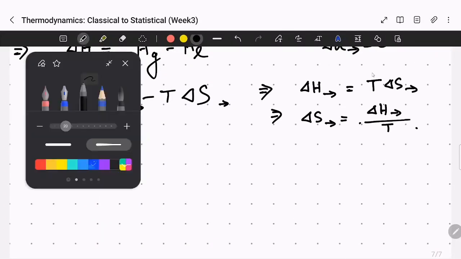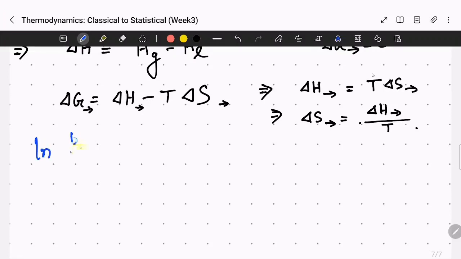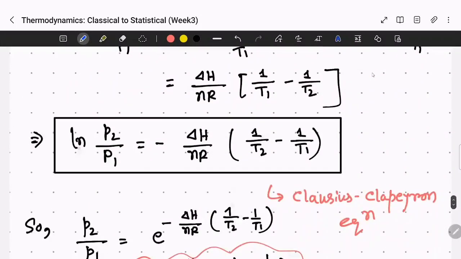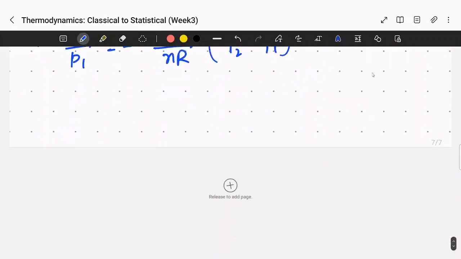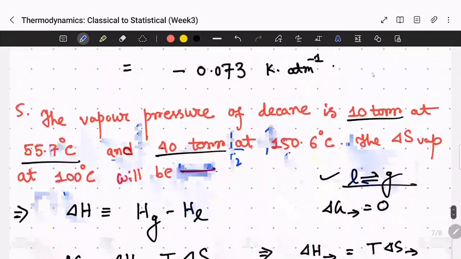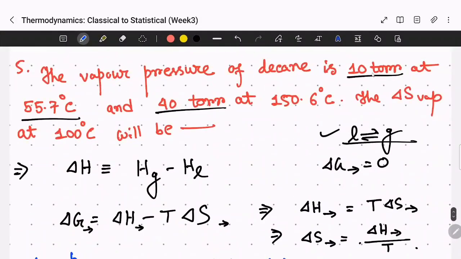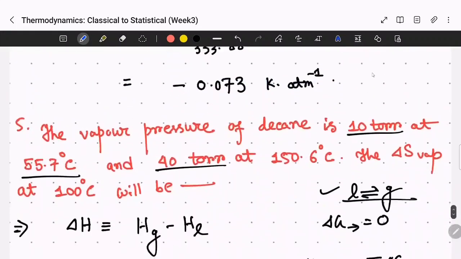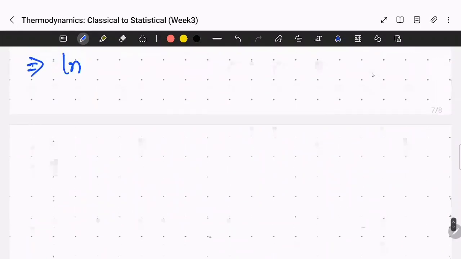So what does the Clausius-Clapeyron equation say? That ln P2 by P1 equals minus del H by nR times 1 by T2 minus 1 by T1. Let me check. So what is P2? You can think of P1 or P2 first, that does not matter. Here for 10 it's 55.7. So P1 is 10 and P2 is 40. So it will be 40 by 10.